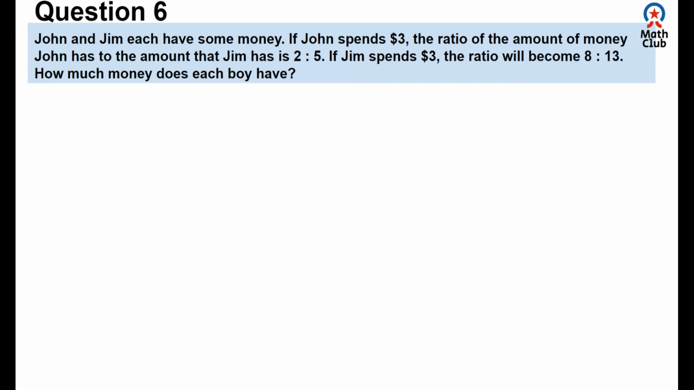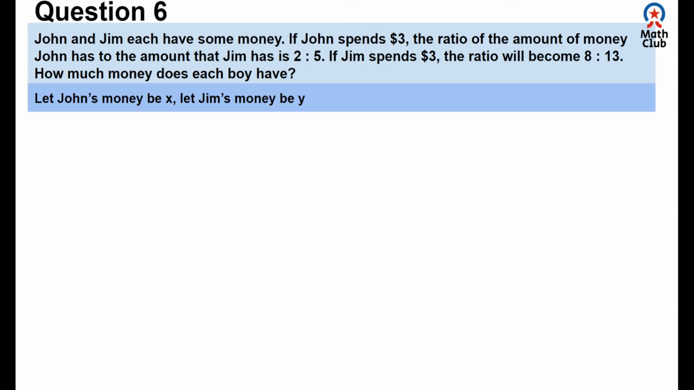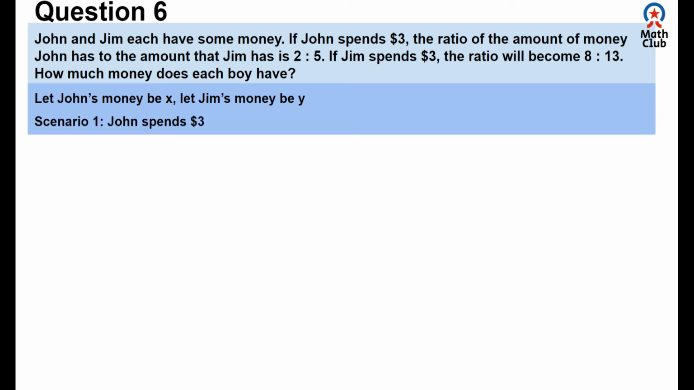So this question is actually a very classic algebra question. It can be tweaked in many ways, but in the end it's still kind of like the same concepts. So first up, this is a classic two unknown question. So we'll let John's money be X and Jim's money be Y. So we have two unknowns over here. Two unknowns, we need to form two algebraic statements, right? Just keep that in mind.